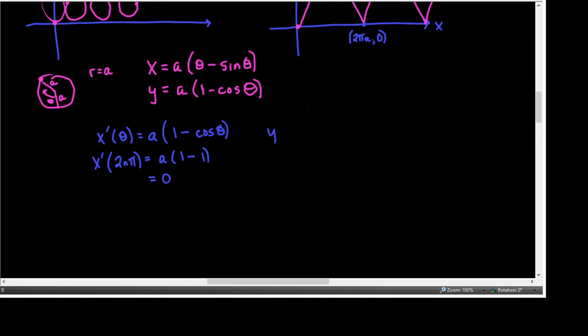Now let's do y prime of theta is the constant a times the derivative of what's inside. The derivative of 1 is 0, minus the derivative of cosine theta is negative sine of theta, so that ends up being a sine of theta. And again, what is the derivative at any multiple of 2 pi? And that would be 0. Sine of 2 pi is 0, times a is 0.